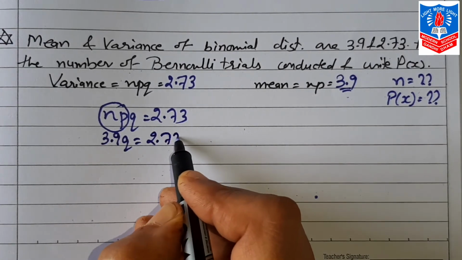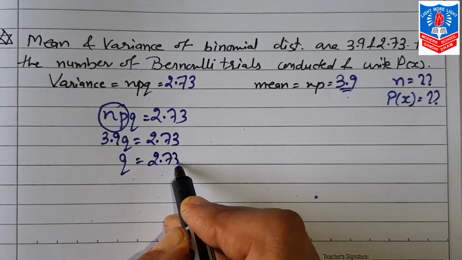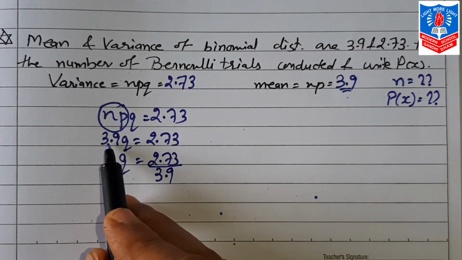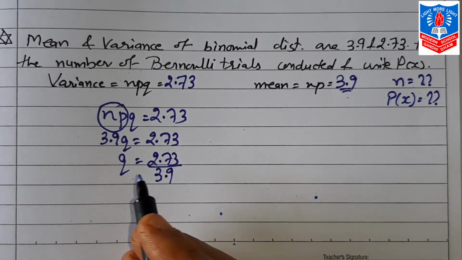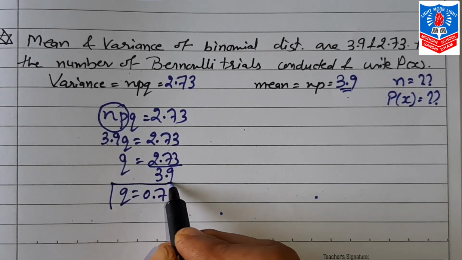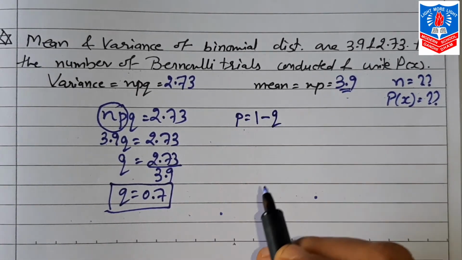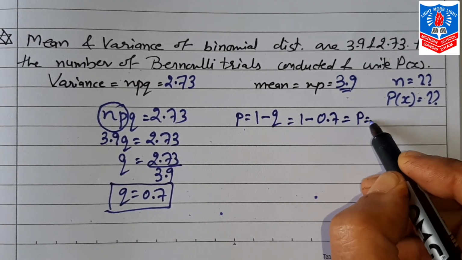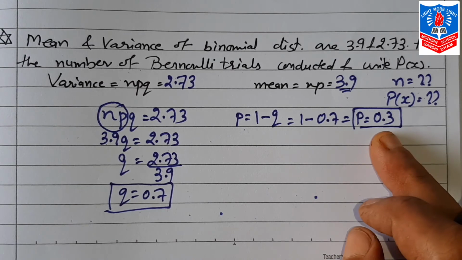So 3.9q is equal to 2.73. So the value of q will be 2.73 divided by 3.9. Here it is with a multiplication sign, so if you take it to the other side, this 3.9 will be in division. Now when you divide this, we get the value of q, that is 0.7. So this is your first value. Now we know very well, if we want to find p, then 1 minus q will be there. So 1 minus 0.7, so the value of p is 0.3. So this is your second value.